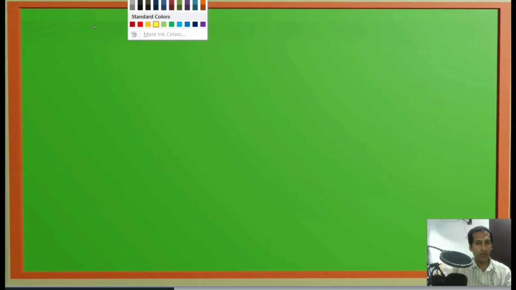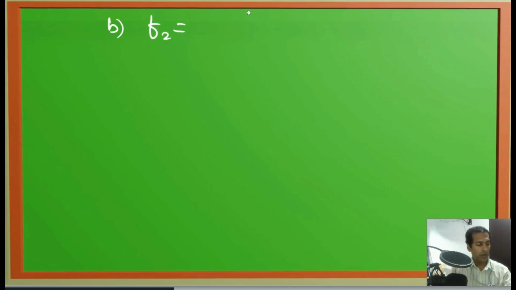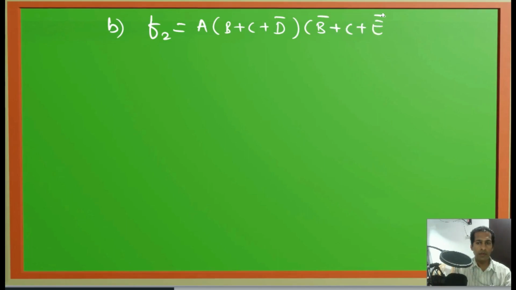Let us see the next example. Next, we have to find the total gate count required for F2, which is equal to A into B plus C plus D bar, into B bar plus C plus E bar, into A plus B bar plus C plus E.